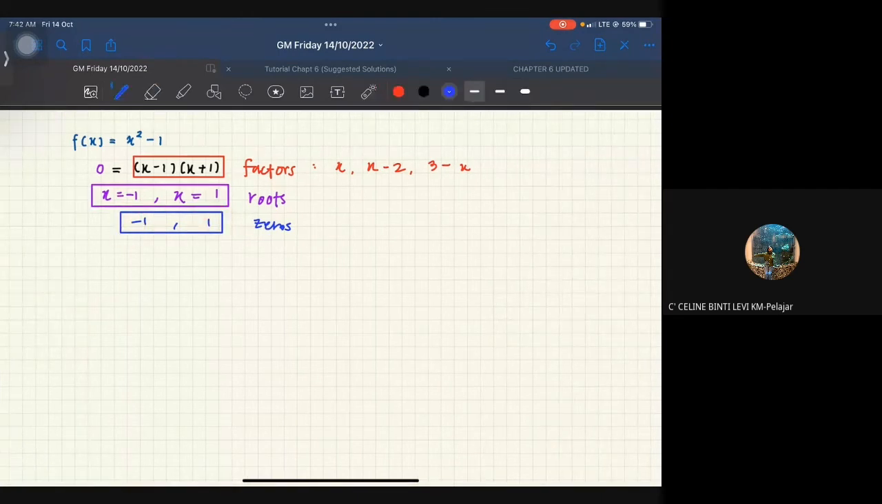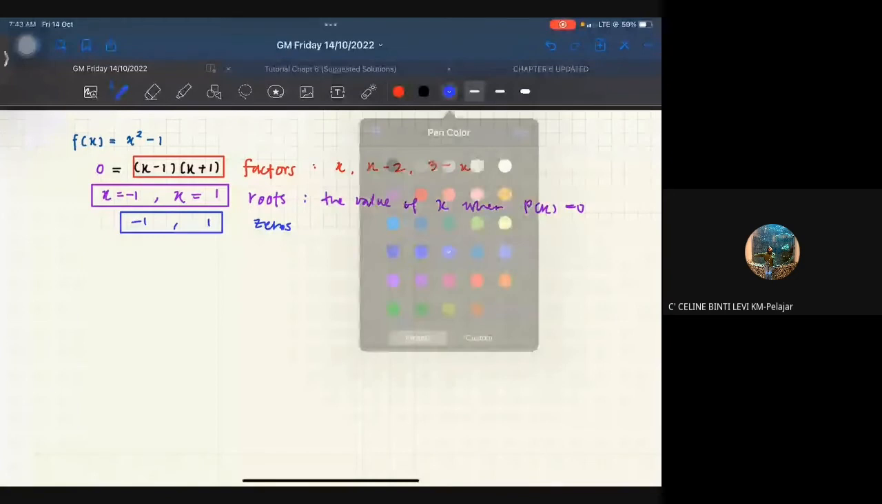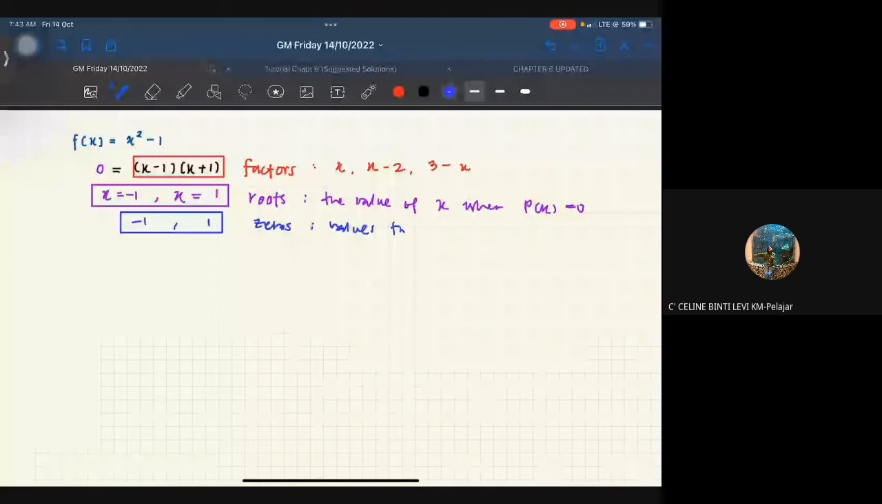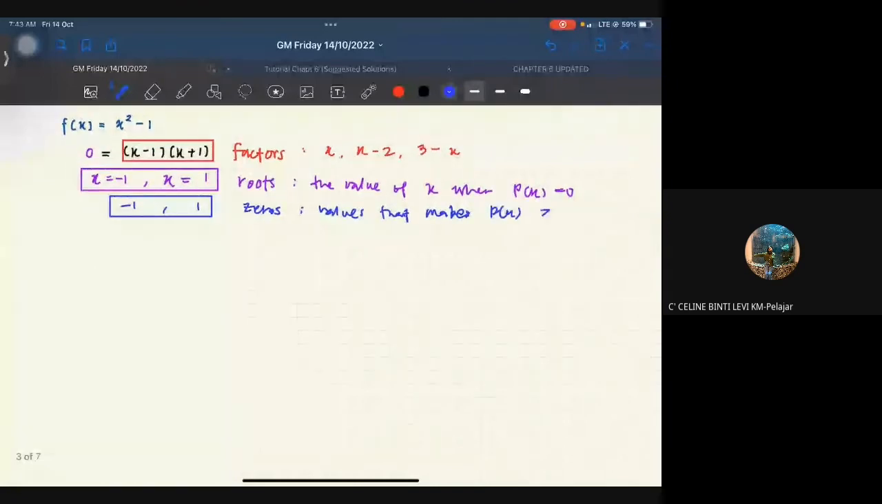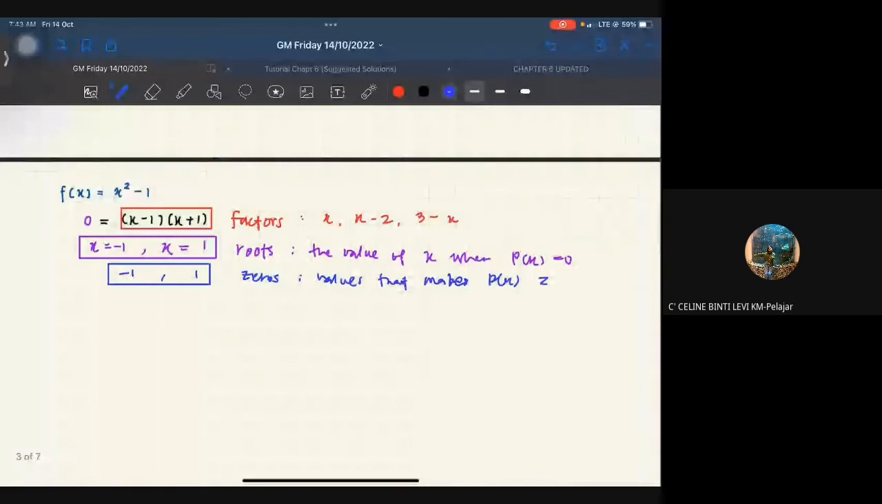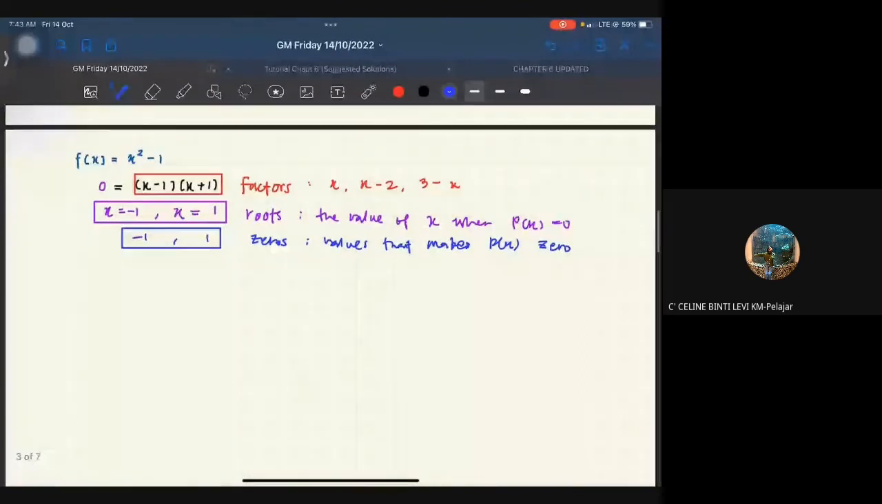Okay, so kalau ikutkan dia punya definition, roots is actually the value of x when Px is equals to 0. So itu maksud roots. Kalau zeros pula dia adalah value that makes Px zero. Okay, so itu aja beza dia. And cara penulisan dia pun berbeza. Okay, so I hope you understand my doctor's handwriting. Okay, so ini adalah pengenalan dia lah.